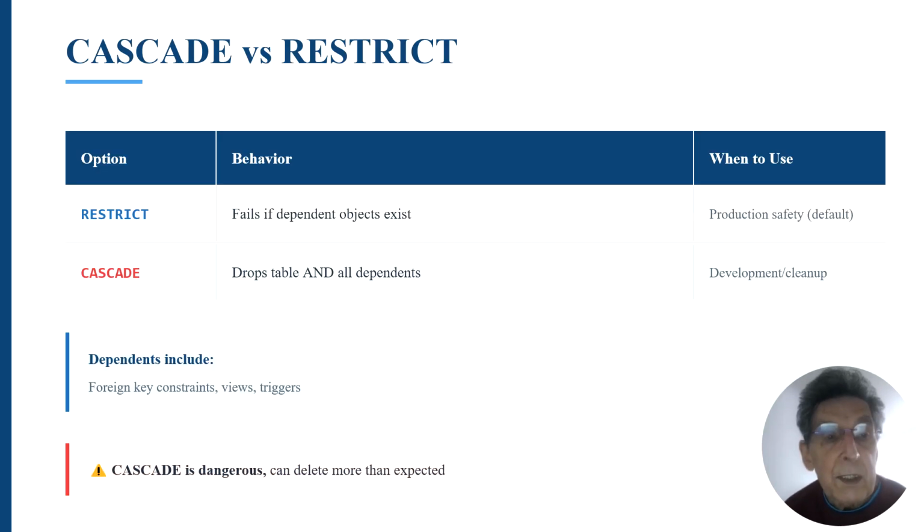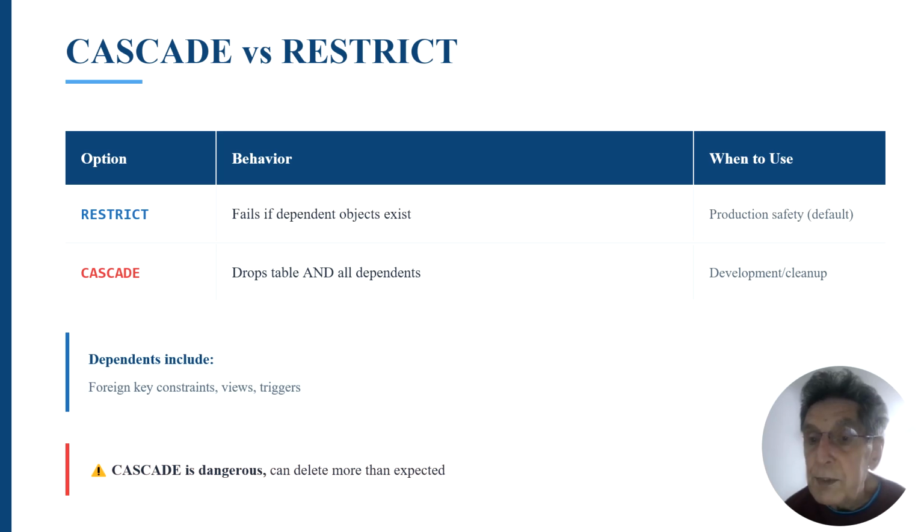So you need to understand the difference between cascade versus restrict. This can save your job. Restrict is the default. It fails if any dependent objects exist, which is good. Dependent objects include foreign keys pointing to other tables, or views built on this table, and triggers. If you use it in production, it forces you to understand the potential impact.